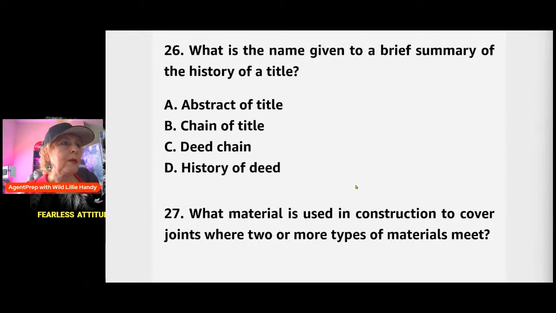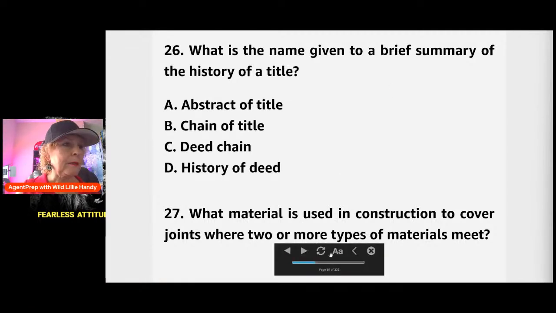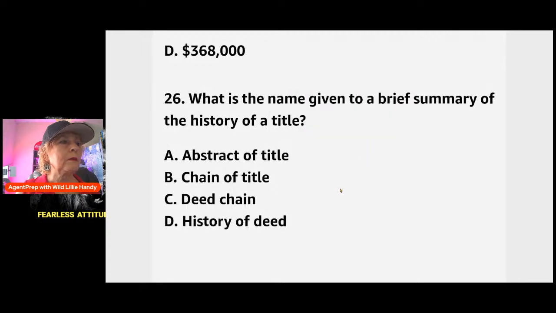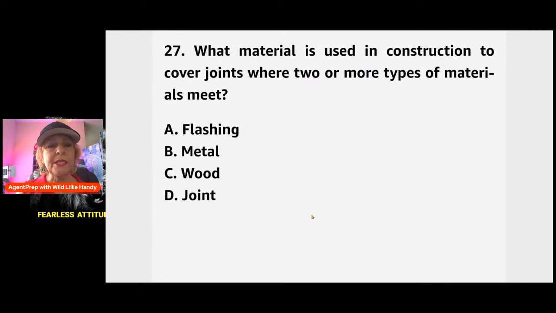All right, number 27. What material is used in construction to cover joints where two or more types of materials meet? A, flashing, B, metal, C, wood, or D, joint.